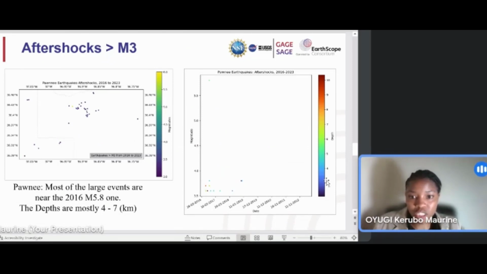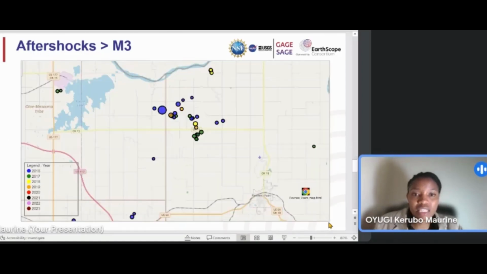Focusing on the aftershocks, we see that the large events are mostly near the 2016 magnitude 5.8 event, and their depths are mostly between 4 to 7 kilometers. It should also be noted that after early 2019, there are no major aftershocks in the region. This is a screenshot indicating the aftershocks of the Pony 2016 magnitude 5.8 event, which is illustrated using the big circle, and the others are the aftershocks.